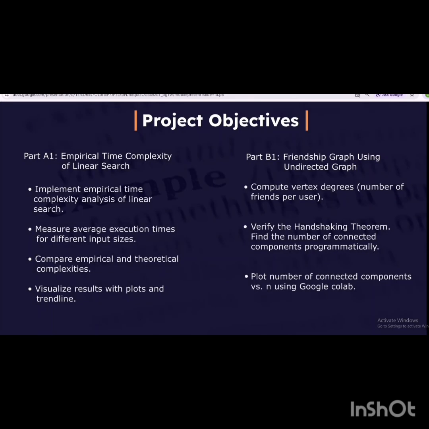Our main objectives in this project for part A is to implement linear search and test it on increasing input sizes to observe its behavior and to compare the experimental results with theoretical expectations using plots and a trend line. As for part B, to model a social network using adjacency matrices and analyze the properties such as the handshaking theorem and connected components as the network grows. Now I will hand it over to Wasif to walk you through our linear search experiment.